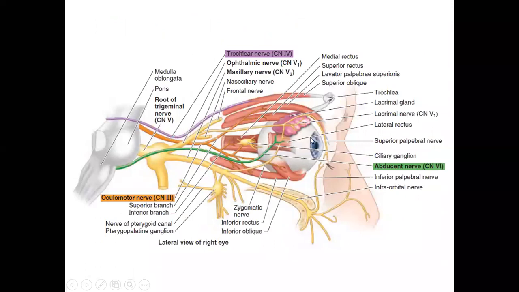In this slide, nerve supply is shown. There are three nerves supplying the extraocular muscles. This one is the trochlear nerve supplying superior oblique muscle. This one is the abducens nerve supplying lateral rectus muscle, and the rest of the extraocular muscles are supplied by the third cranial nerve or the oculomotor nerve.